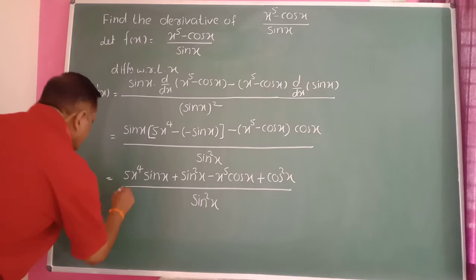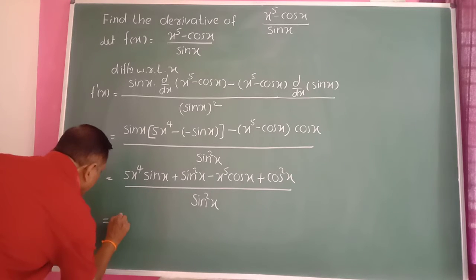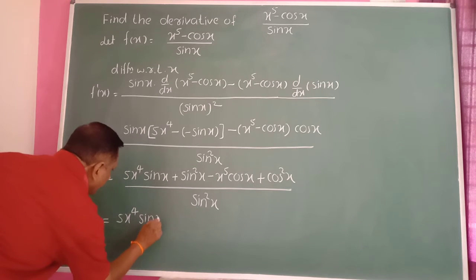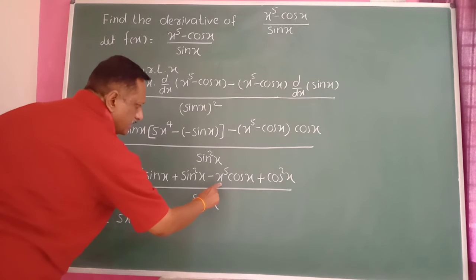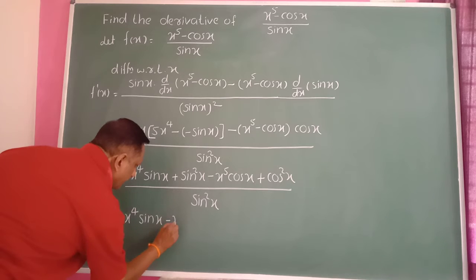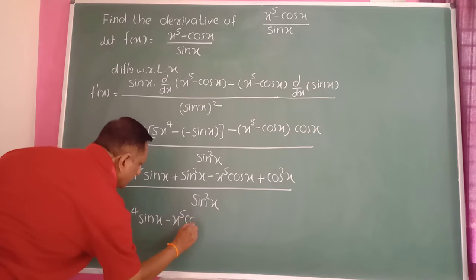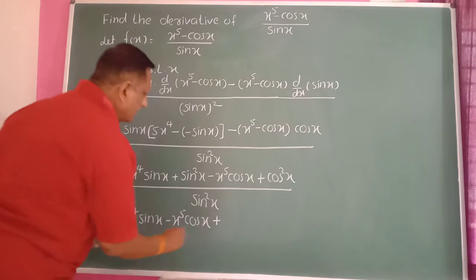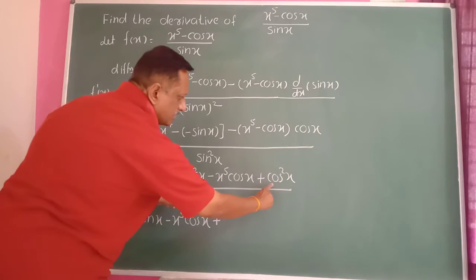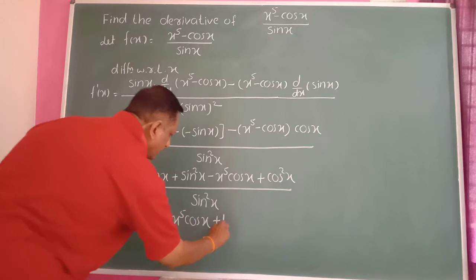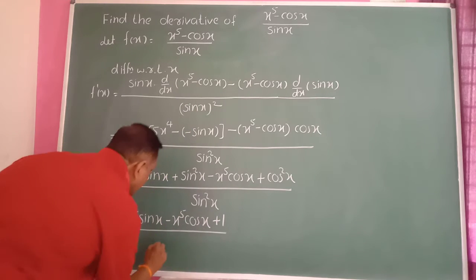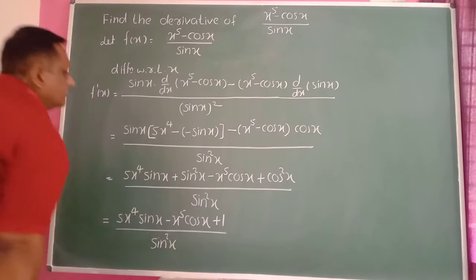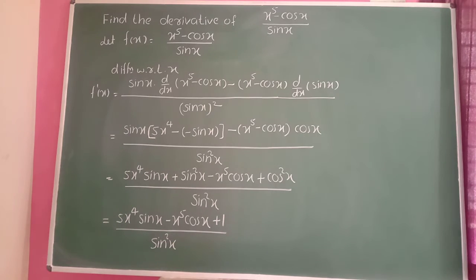Therefore, 5 x raised to 4 into sin x, minus x raised to 5 into cos x, then plus sin square x plus cos square x becomes 1. So write 1 divided by sin square x. So this is the answer here.